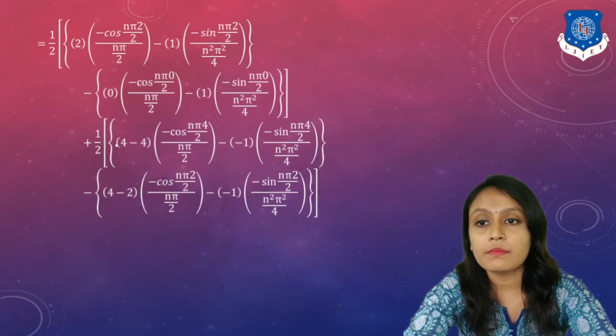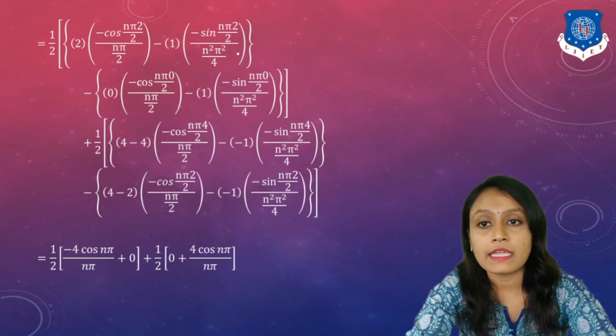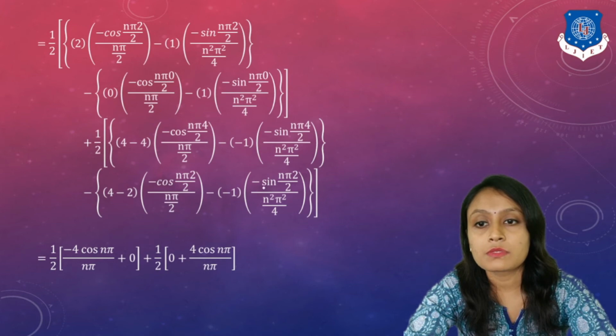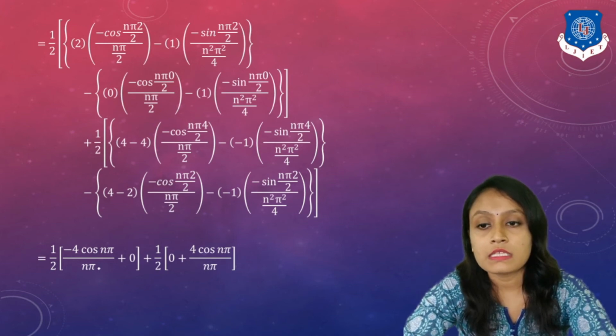On applying the limit you will get this term. Again, everywhere we have sin n pi, that term will be 0, so all the sine terms will be 0. What remains is this. Again we have to substitute the value of cos n pi, which is minus 1 raised to n. So just substitute the value, and you will get the final answer of Bn equal to 0.